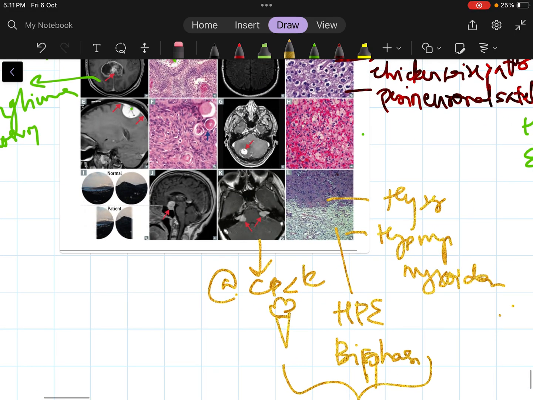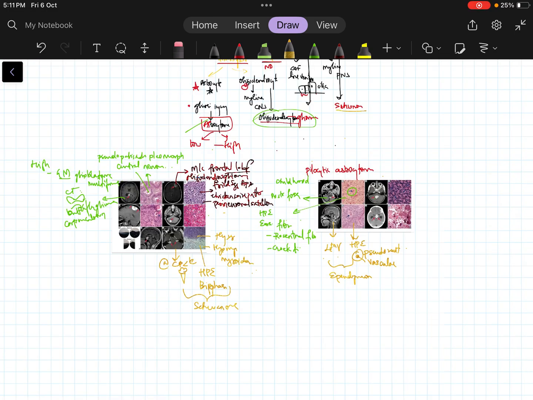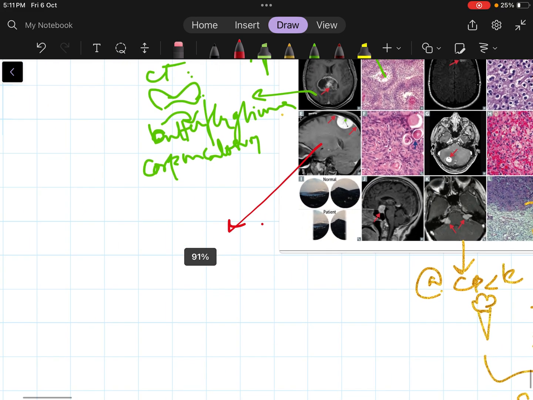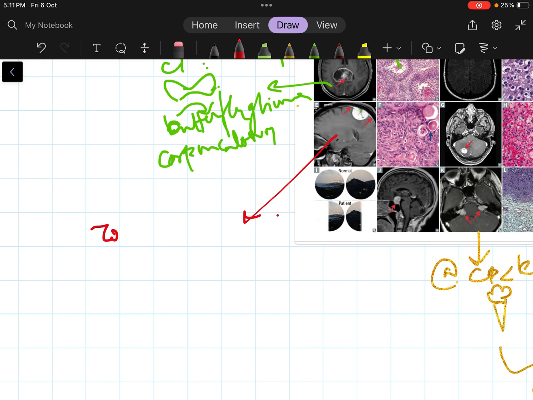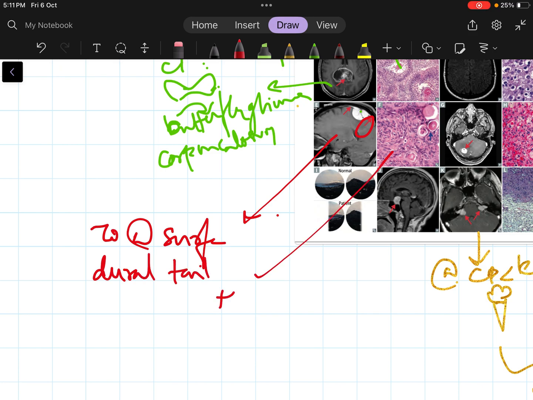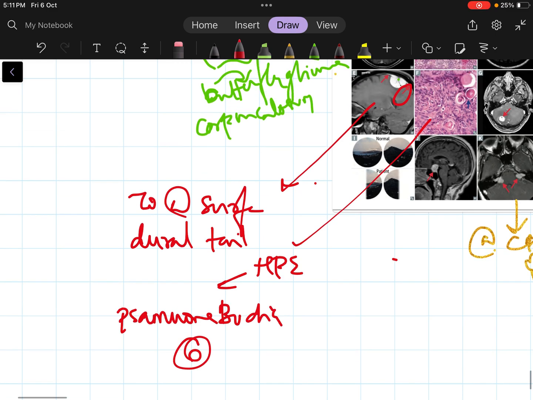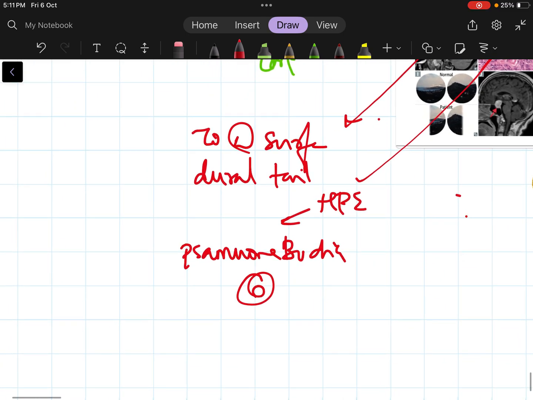And then you have some other tumors. Look at this tumor. You see a tumor at the surface with a dural tail. On histopathological examination, you see psammoma bodies and whorled arranged spindle cells. These are classical findings of meningioma.